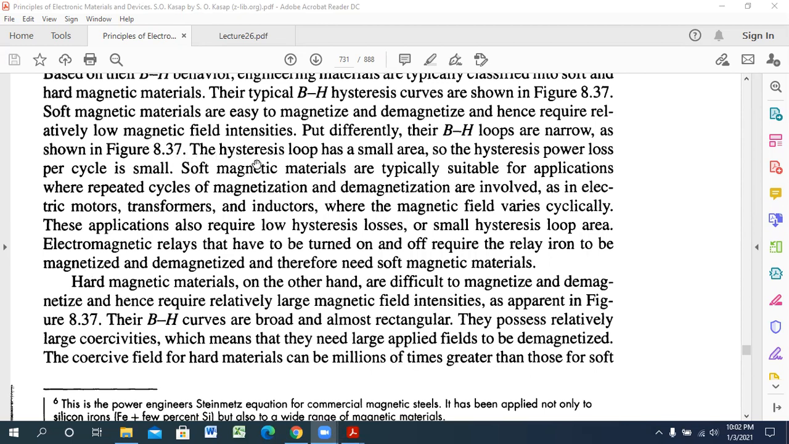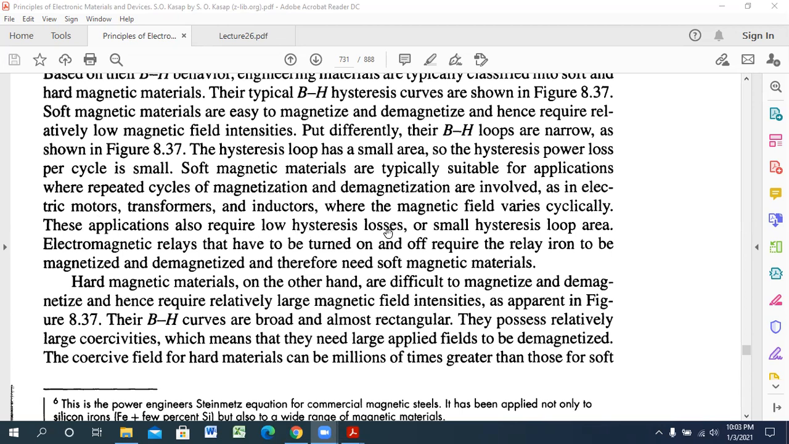The soft magnetic materials are basically used for typical applications with repeated cycles of magnetization. That means magnetization and demagnetization, these two things, are repeatedly recurred. For this case, we need the soft magnetic materials, for example the electric motor, transformer, and also the inductor. Because for an electric motor, this one varies cyclically. So these applications require low hysteresis loss, right?